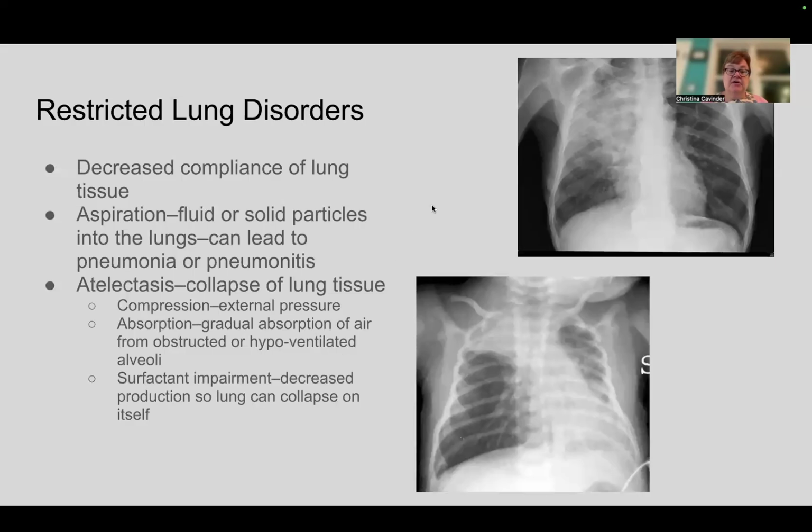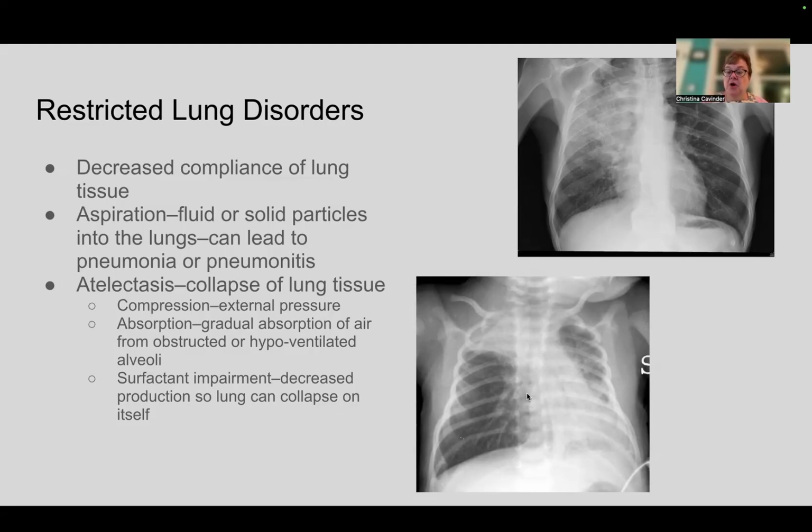Restrictive lung disorders cause decreased compliance of the lungs. You can have this caused by aspiration. So fluid or particles are aspirated, or pulled into the lungs, and that leads to pneumonia or pneumonitis. If you look at this picture, you see this patchy area here. This is a bad pneumonia. Right upper lobe is very common to have a pneumonia here.